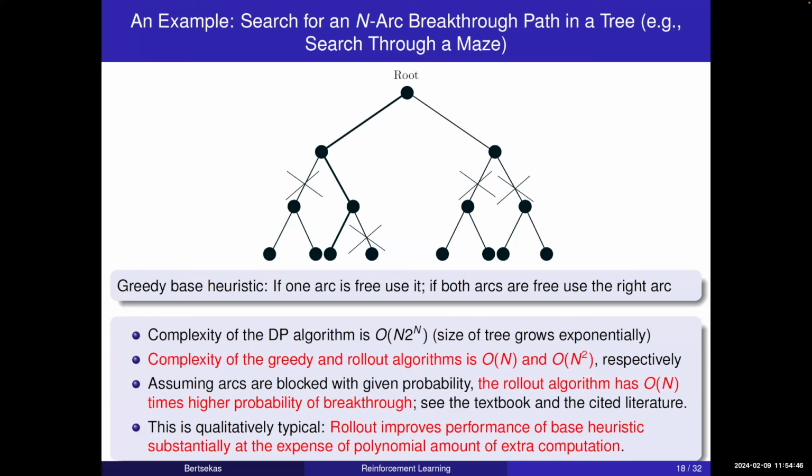No, rollout is not guaranteed to find the optimal path. It's not guaranteed to find a breakthrough path. What can be shown is that if the edges are blocked with some probability, the probability that rollout finds a breakthrough path is much higher than the probability of the base policy finding a breakthrough path.